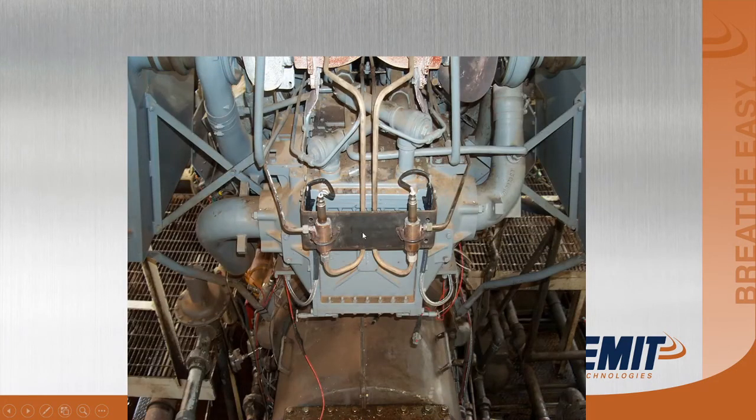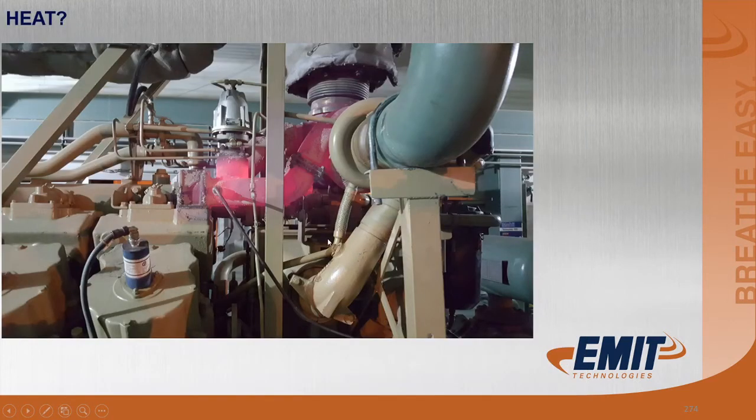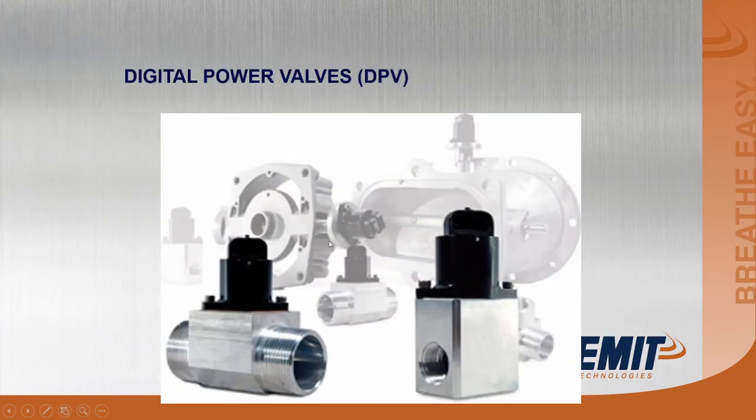This is an installation on a 7042 with remote mounted O2 sensors. This particular picture was taken not because of the remote mounted O2 sensors, but because of the amount of anti-seize. These folks were destroying O2 sensors at a pretty high rate, and it was discovered the amount of anti-seize they were using was damaging the O2 sensors.